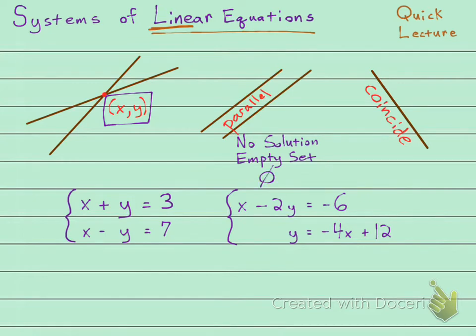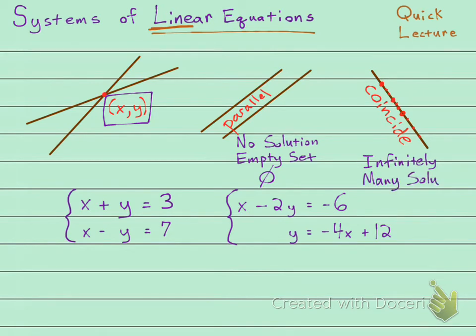Now, if your lines coincide, you're going to ask yourself, what points do they share? What points do they have in common? Well, they have this point in common, and this point, and this point, and this point, and this point. So can you list all of the points that they have in common? No, you can't. So this is infinitely many solutions.